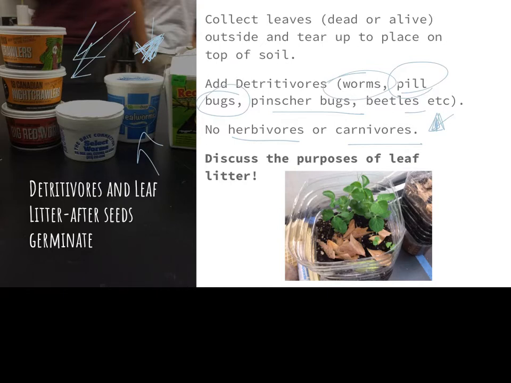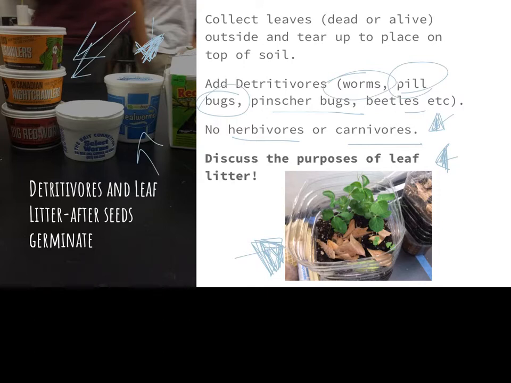And then you're going to have them go out into the schoolyard and just get some dead or alive leaves. It doesn't matter. They need to tear them up and put them on top of their soil like this. And this is leaf litter. On the day that we do this, about 4 or 5 days after the seeds have been planted and they started to germinate, we are going to take notes discussing the purposes of leaf litter.